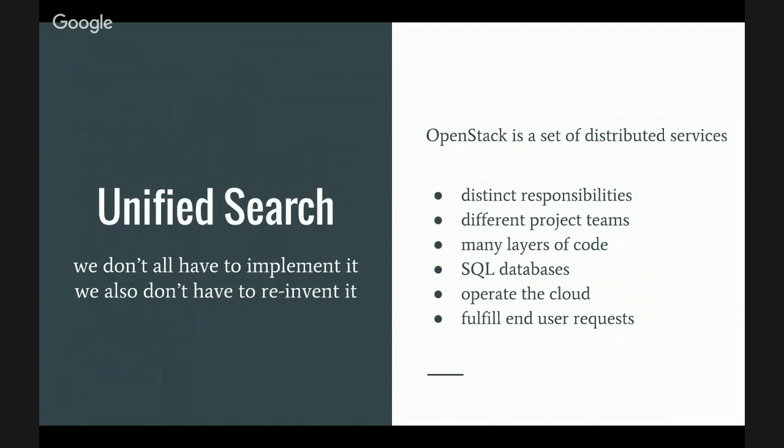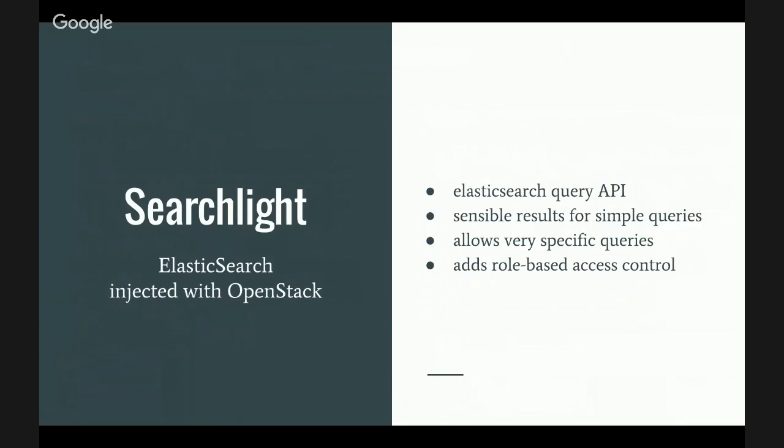But then when you want to actually search, who's there to fulfill that search request so you don't disrupt the operations of the cloud? Well, we really don't all have to implement that, and we also don't have to reinvent it in every single project. And that's where Searchlight came from. Essentially, Searchlight is Elasticsearch that's been injected with OpenStack.